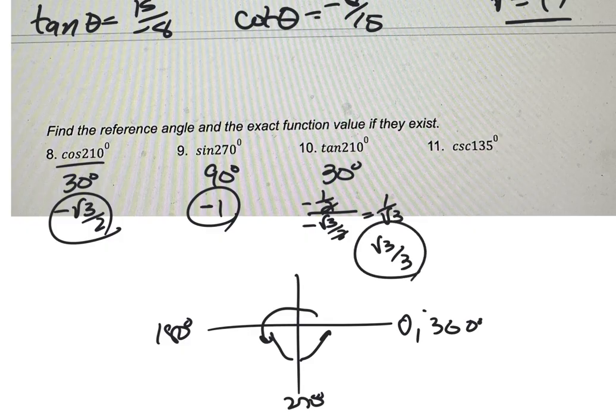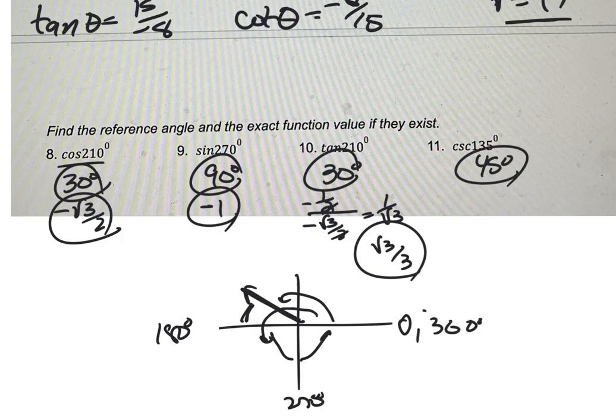Hope you're good there. Cosecant 135. First of all, how far is 135? 135 is right there. It's almost to 180. How far from 180 is it? 45 degrees. That's the reference angle. By the way, those reference angles are one of the answers. Make sure you circle or whatever. That's part of your answer.